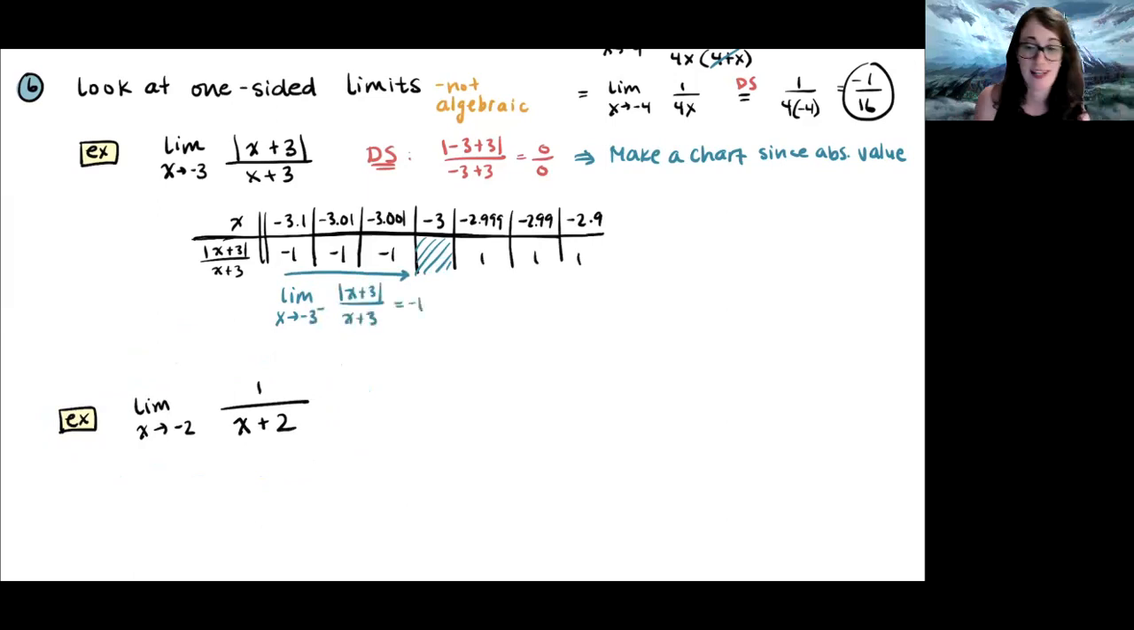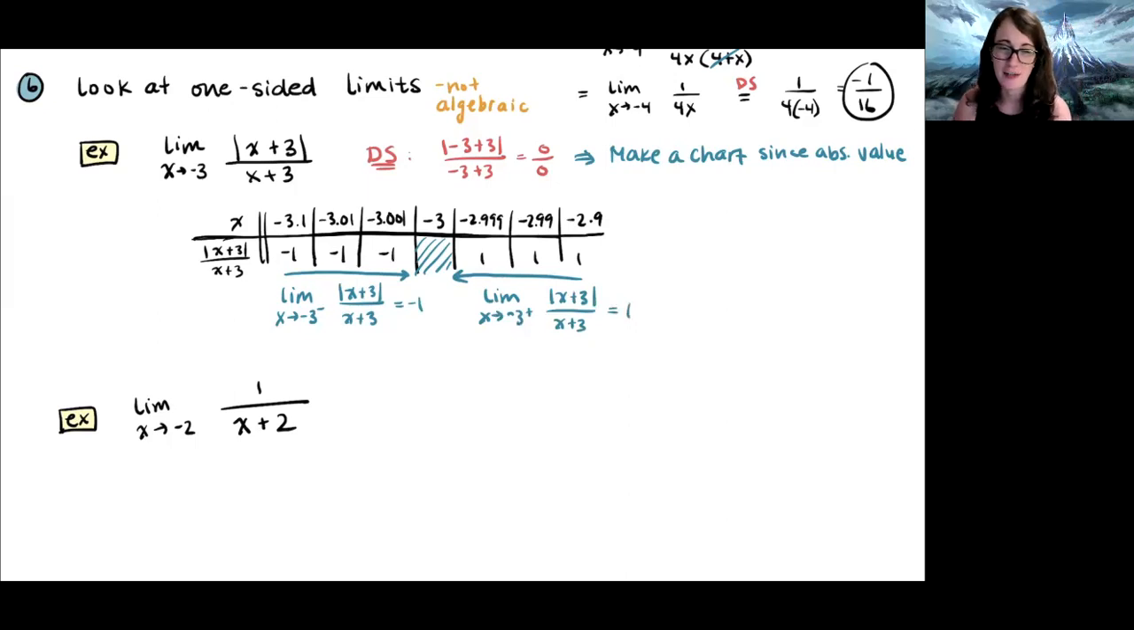This limit is equal to -1. But from the other side, the limit as x approaches -3 from the right is equal to +1. Right? And because these don't match up, what we say about the two-sided limit is that it is DNE, or does not exist.